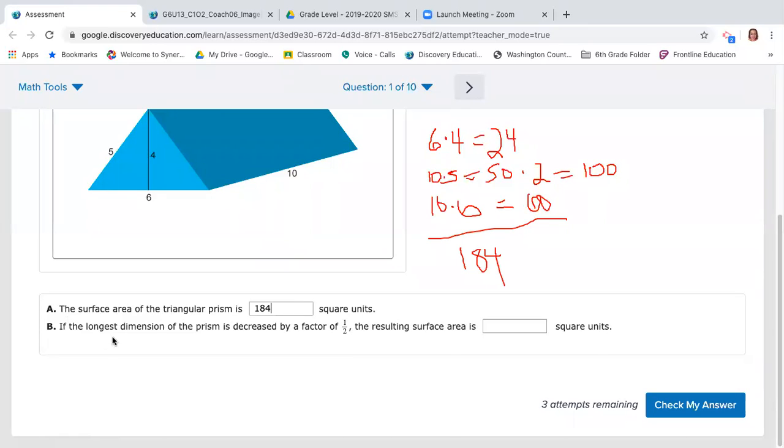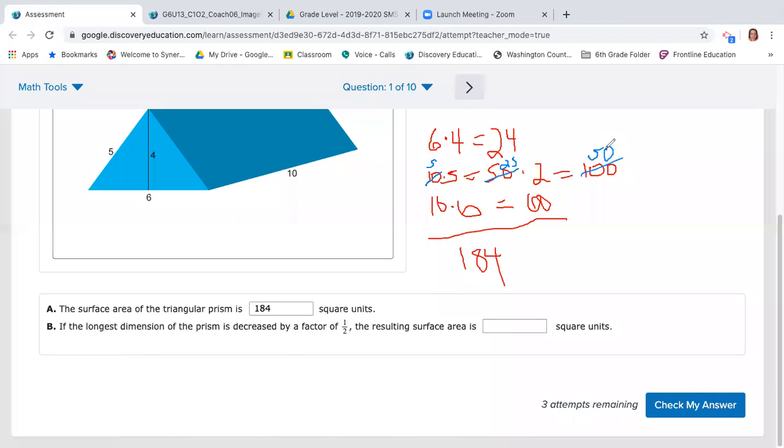Now it says if the longest dimension of the prism is decreased by 1/2, so that means wherever there's a 10, instead of 10, it's actually going to be a 5, okay? So instead of writing this all out one more time, I'm actually going to just cross out all my 10s here and put a 5. So then that means that this is 25, and then that means that 25 times 2 is 50.